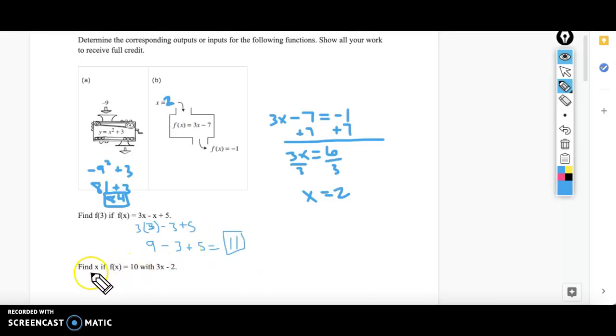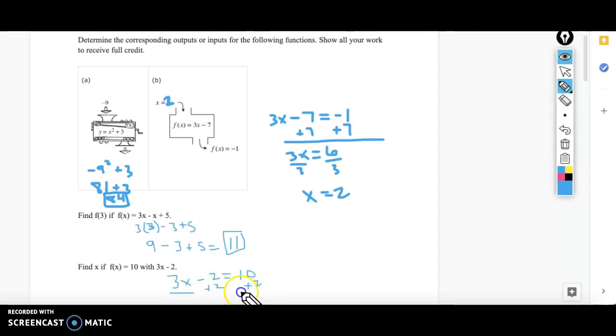And then same thing with this one. It says find x. So again, we're trying to find that x. We're trying to find what we plug in when f of x equals 10. So here I have my equation, 3x minus 2, and we know that that equals 10. Then I can solve it by adding 2 to both sides, plus 2.